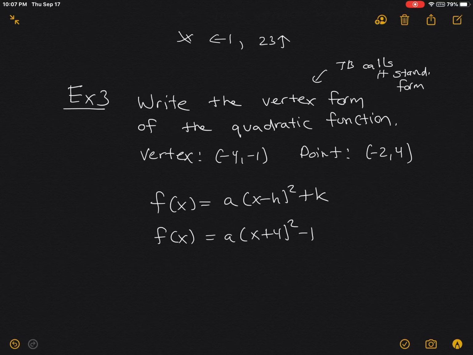And all I need right now, I already have the vertex, all I need is the a value. And the way you figure out the a value is recognize that this point lies on this graph. So just plug in negative 2, comma 4, and you're done. Solve for a.